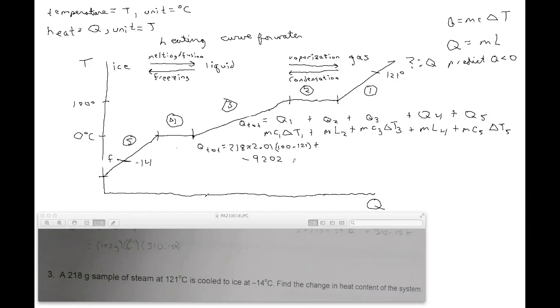Second equation, Q equals ML. And this is where the gas turns to a liquid. So Q is equal to 218 times the heat of condensation for water, and that's a negative 2,260 joules per gram. So 218 times 2,260, and I get a negative 492,680 joules.